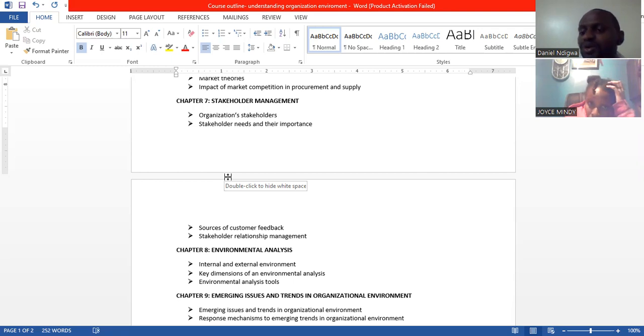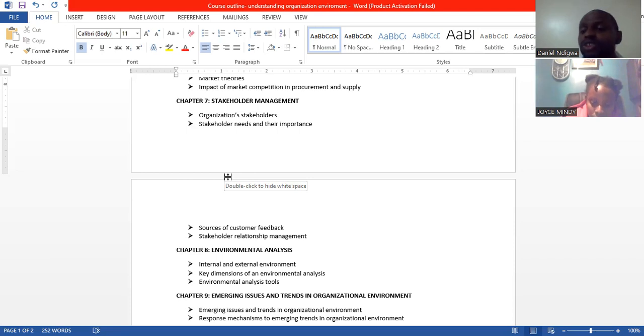Then why do we need stakeholders? We also need to understand why we need the stakeholders. Then sources of customer feedback. Remember, if you don't get feedback, then it means your business is not doing well. Either a positive feedback or a negative feedback. And we also always encourage organizations to embrace feedback because it will help improve the operations of the company. Then the other thing, how can we get feedback from customers? We can either send emails or do questionnaires or even do interviews so that we get the feedback of customers, which is very, very important. Or we can also have a suggestion box within the organization.